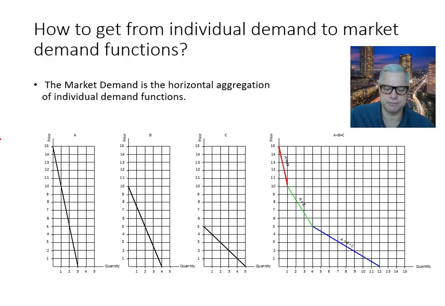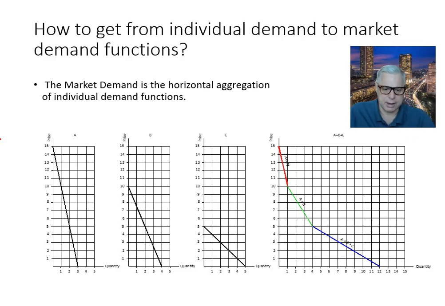And we know at the price of 5, individual A demands a quantity of 2. And at the price of 5, individual B also demands a quantity of 2. So that means at the price of 5, total quantity demanded must be 4. So here, that green segment of the market demand function is only made up of consumer A and B.